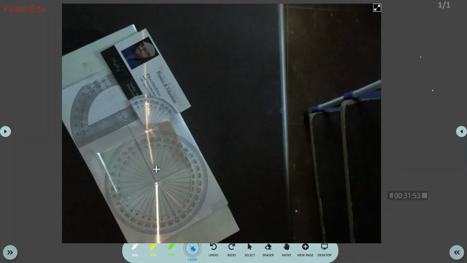I wanted to know what is the distance between the laterally shifted ray, I mean the emergent ray, and the normal. Now you see what you do. You draw a line from here. Good question.